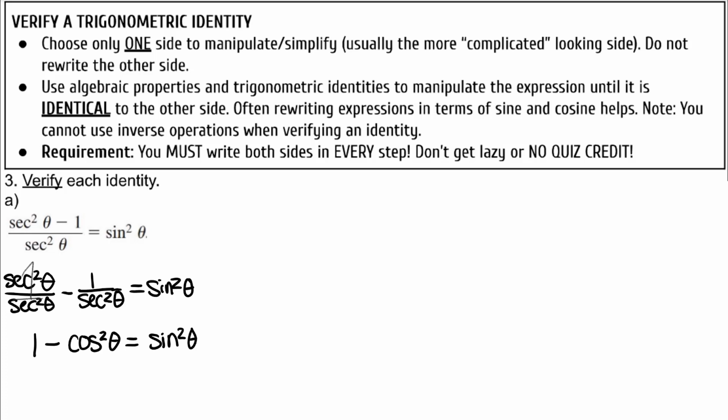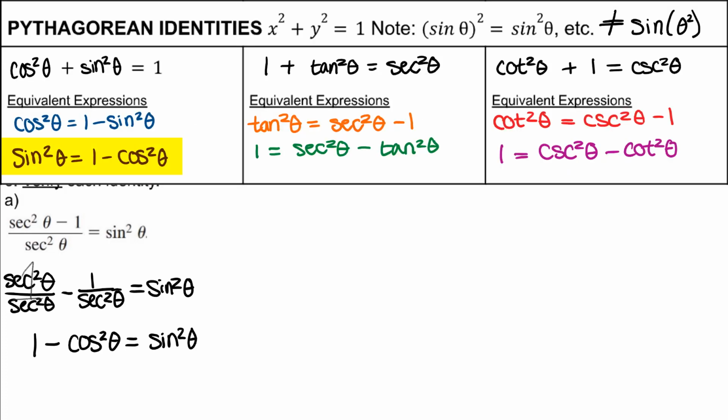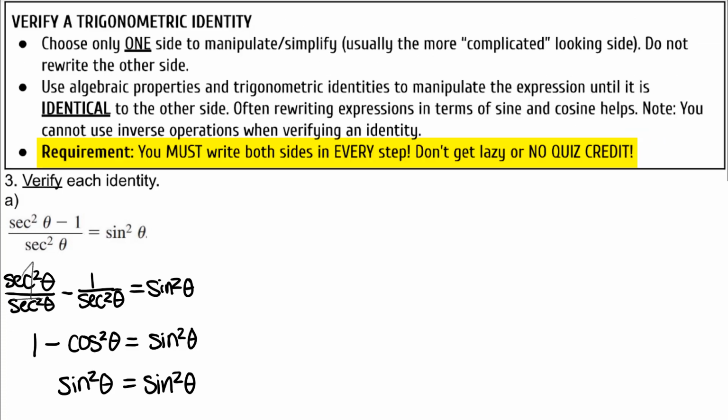Write it each time. Oh my goodness, 1 minus cosine squared theta? That is sine squared theta. That's a Pythagorean identity. So our final step is sine squared theta equals sine squared theta. Every single step of your work is part of your answer. So make sure it's neat and make sure you write the left side and the right side in every step.